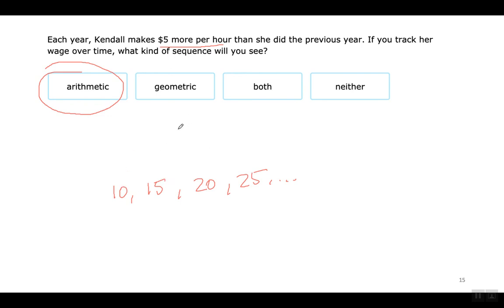Okay, siempre pueden hacer un ejemplo sencillo usando un número fácil. Por ejemplo, si empiezo con 10 y cada vez es 5 más, sería 15, 20, 25. Y así se pueden dar cuenta de qué tipo de secuencia es.